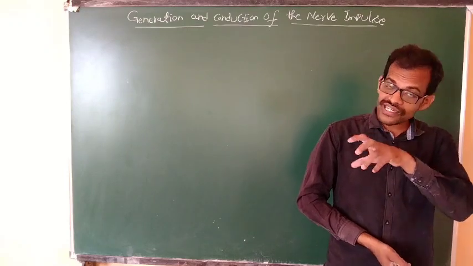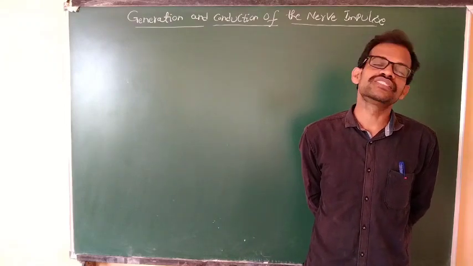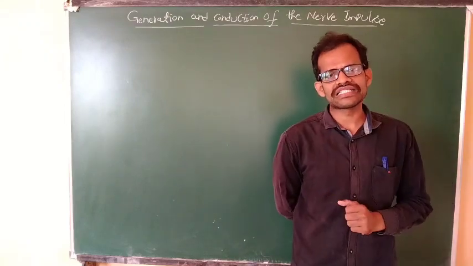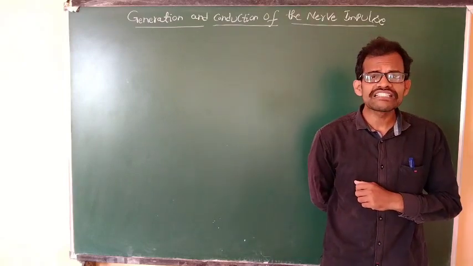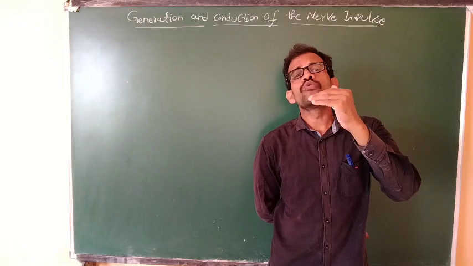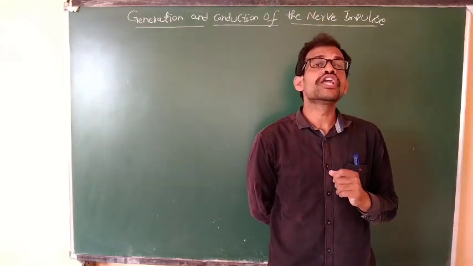Neurons are always excitable cells. Excitable cells means the neurons are always polarized. Polarized means outside they always maintain the positive charge, and inside they always maintain the negative charge.